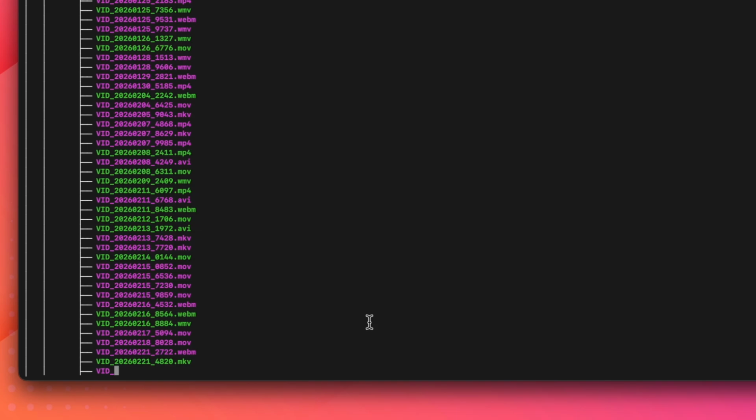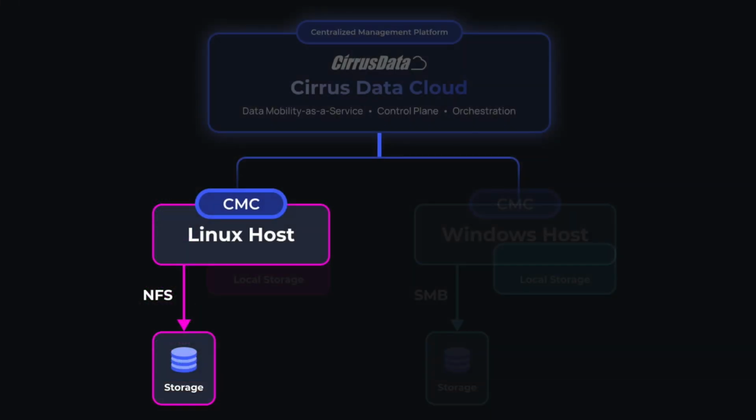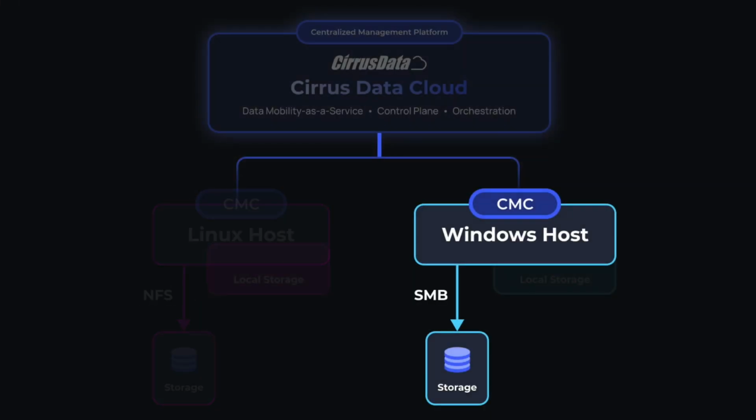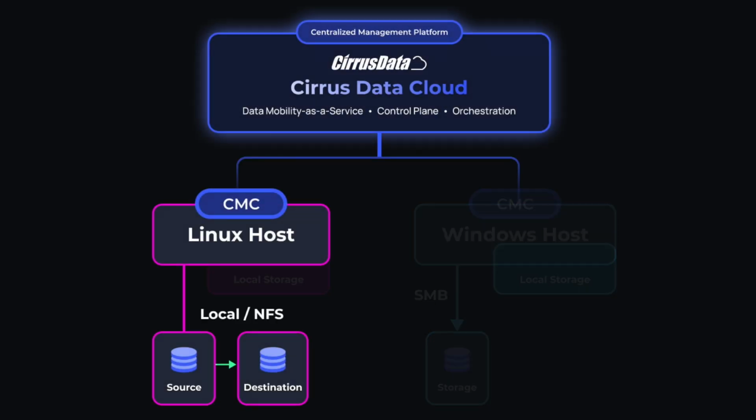CMC is automatically protocol aware, so if it is NFS storage or SMB storage, all the applicable metadata, like the NFS4 ACL attributes, will get migrated as well.